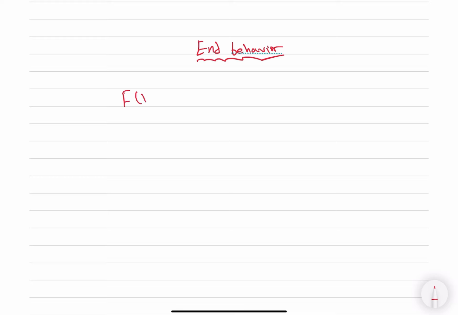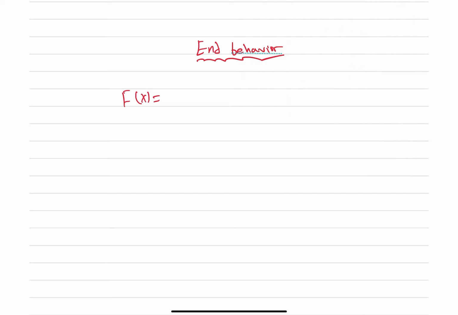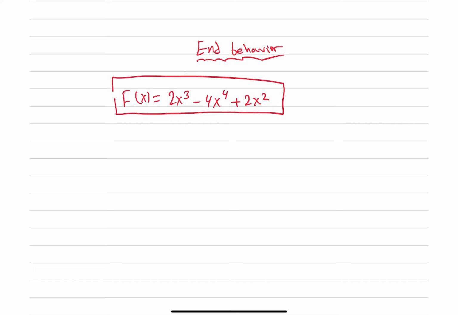So let's say I have f of x, which equals 2x cubed minus 4x to the fourth plus 2x squared. Now, is this function arranged properly? No. Why? Because the highest degree should be the leading term. If you watched the powers video, you would have understood this. So this is negative 4x to the fourth, then you write down 2x cubed plus 2x squared.